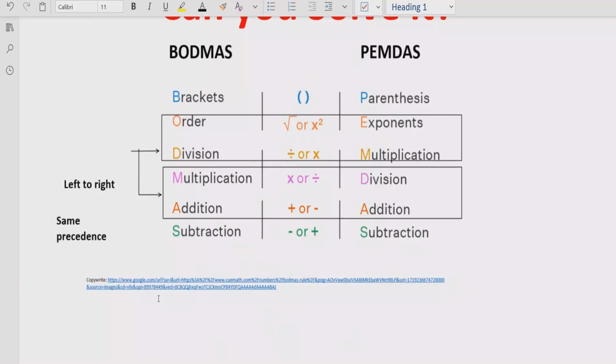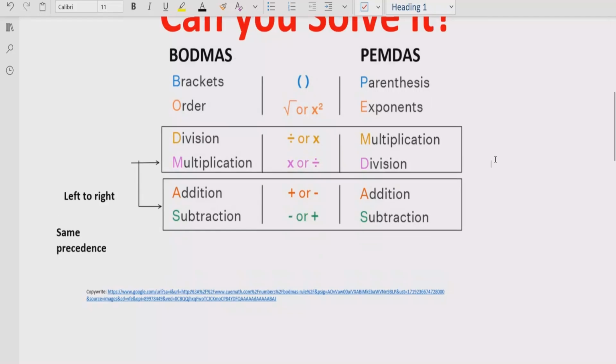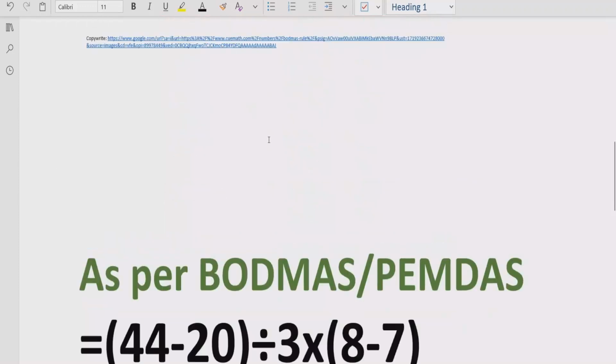Step number 3, you have to solve division and multiplication, or multiplication and division. What you have to do, you have to go left to right in your expression and find out division and multiplication. Both have similar precedence, so you can solve any of them which is coming first. Similarly, for addition and subtraction, we have the same rule. We can solve addition first if it is coming first, and we can solve subtraction first if it is coming first. So now let's move forward to solve the given expression.